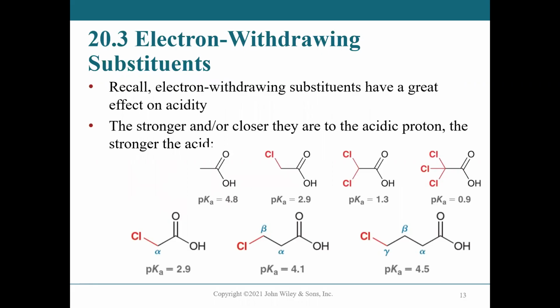Recall electron withdrawing substituents have a great effect on acidity. The stronger and/or closer they are to the acidic proton, the stronger the acid. So we can see as we add more functional groups on here, the stronger the acid.